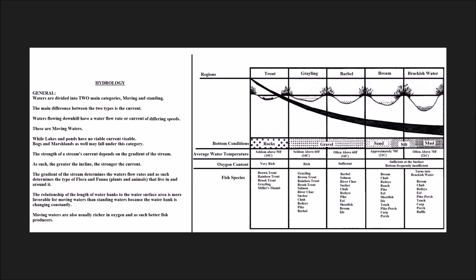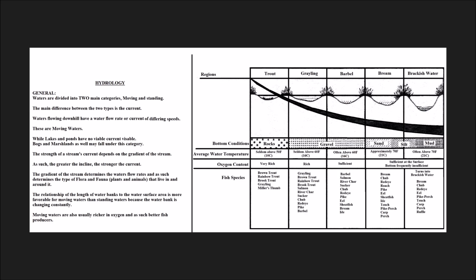Lakes and ponds have no viable or visible current. Okay, I'll just read it. While lakes and ponds have no viable current visible, bogs and marshlands as well may fall under this category. The strength of a stream's current depends on the gradient or down water flow of the stream. As such, the greater the incline, the stronger the current. Again, remember your little mountain configuration here.